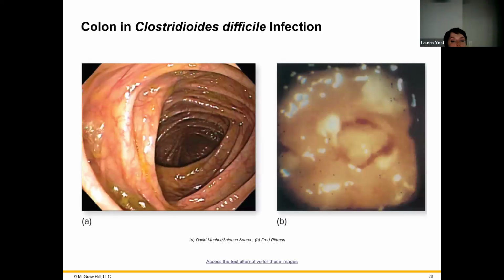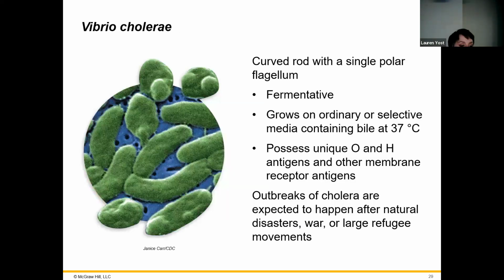So on the left here, we have a normal colonoscopy. And on the right, we have, if you're giving a colonoscopy, a complete membrane formation blocking off the colon. This is that pseudomembrane. Prevents the transfer of fecal matter throughout the colon.